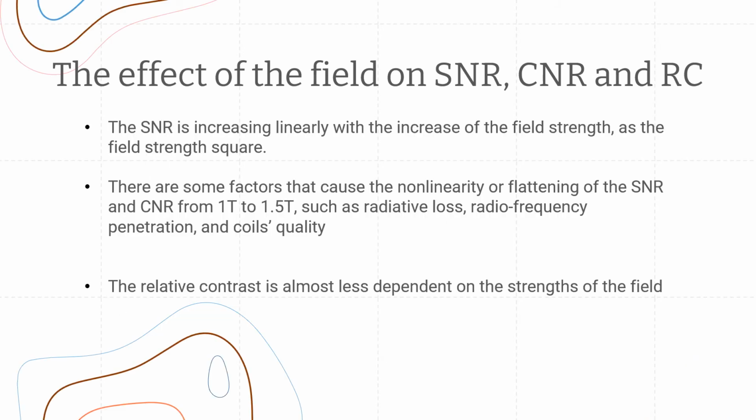The SNR is increasing linearly with the increase of the field strength, as the field strength squared. There are some factors that cause the nonlinearity or flattening of the SNR and CNR from 1 Tesla to 1.5 Tesla. These factors are such as radiative loss, radio frequency penetration, and coil quality. Moreover, the effect of the field strength is also seen on the relative contrast. As a result, the relative contrast is almost less dependent on the strength of the field, as will be shown in the next slide.